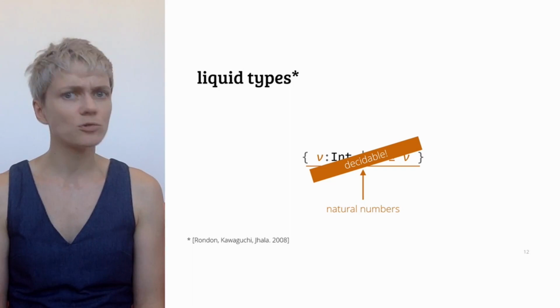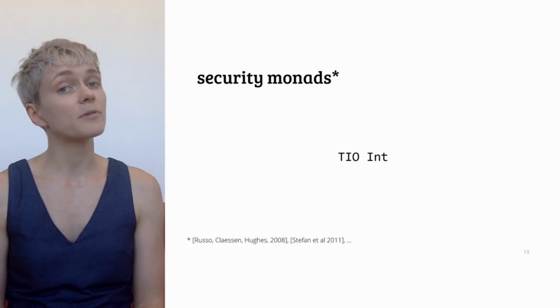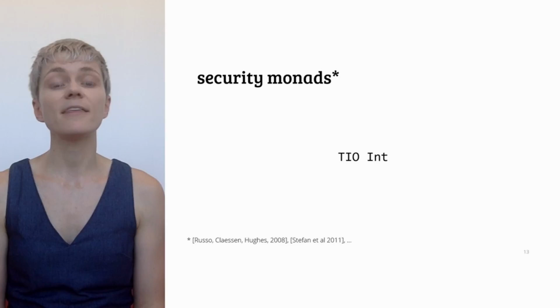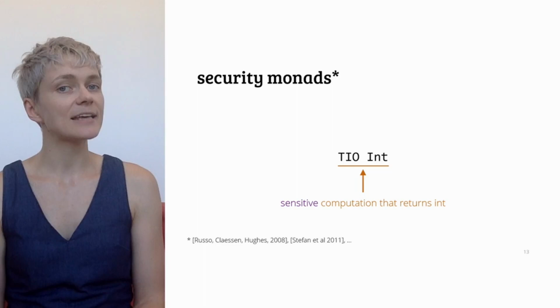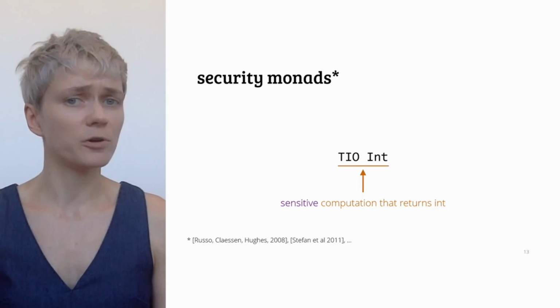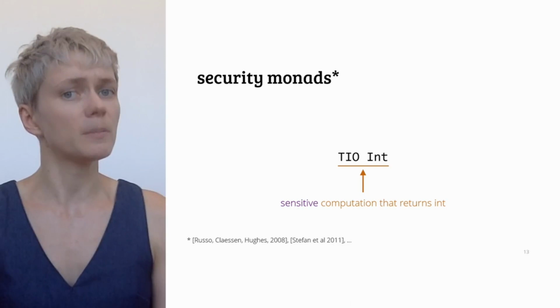To answer this question, we draw inspiration from another line of prior work, security monads. In this approach, computations that manipulate sensitive data live inside a special monad, which we will refer to as TIO. For example, TIO int is the type of sensitive computations that return an integer. The purpose of the security monad is to keep track of the security level of the data that the computation manipulates and to disallow unsafe information flows.